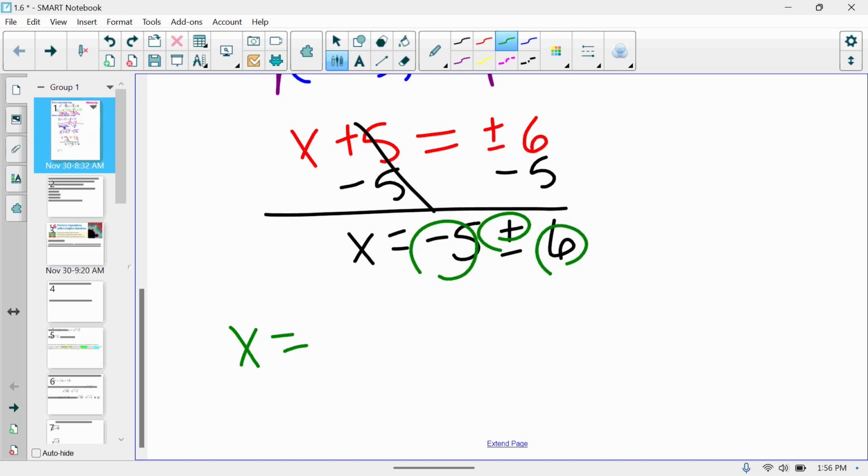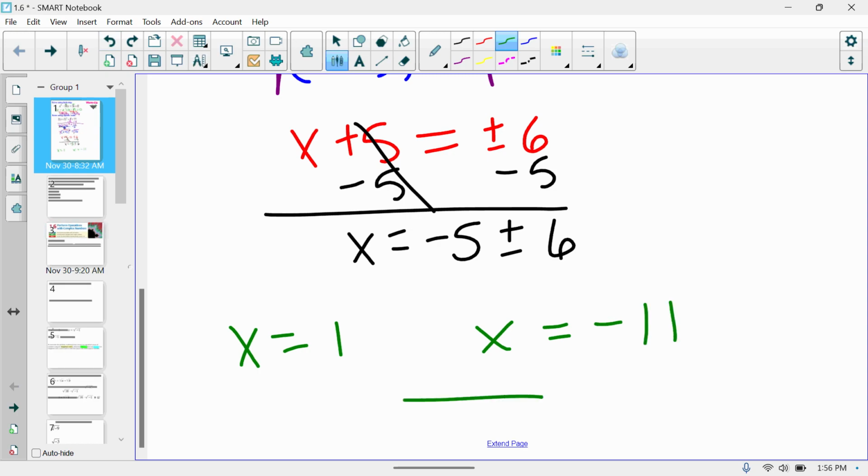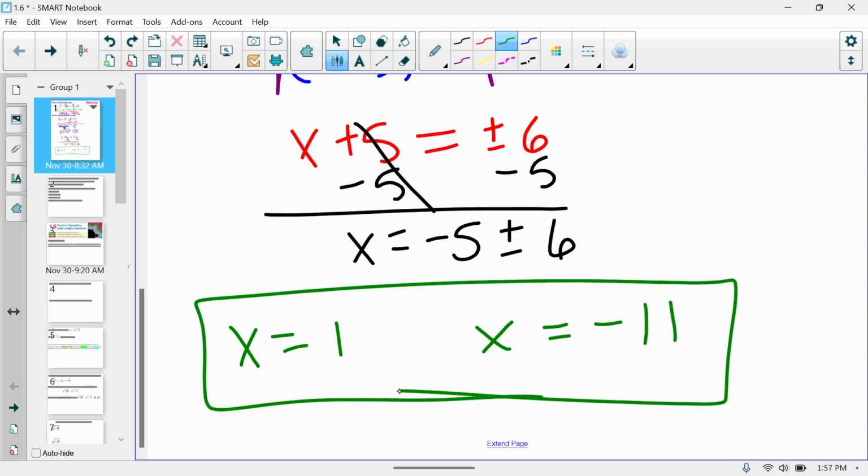Negative 5 plus 6 is going to give us one answer. That's going to be positive 1. Negative 5 minus 6 is going to give us the other answer. That's going to be negative 11. Okay? Moving on to the next section here.